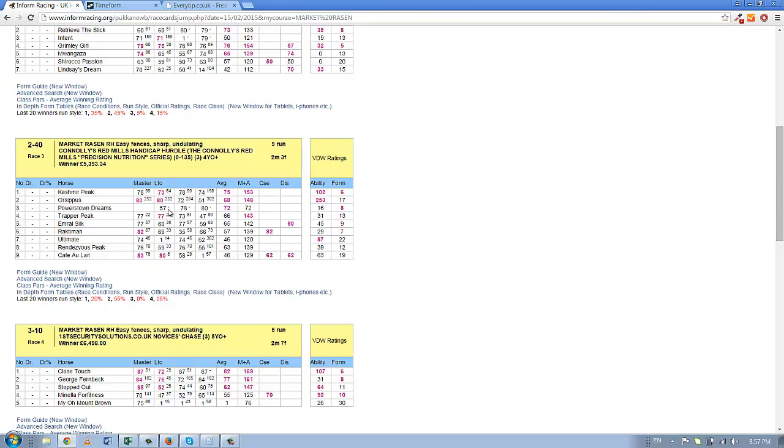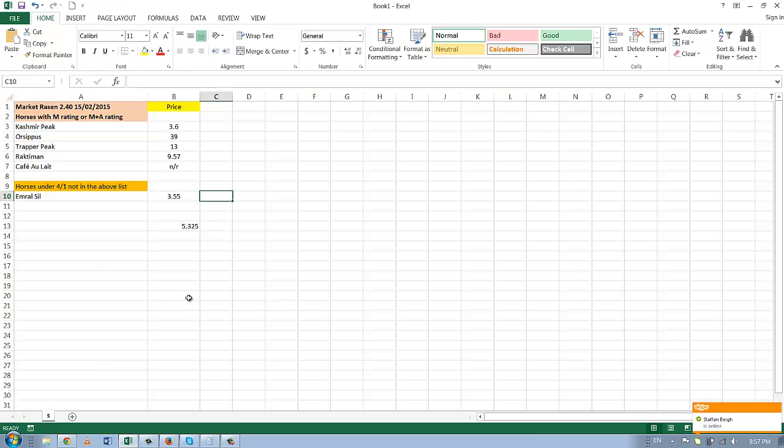However, with my system, I also like to include a master plus average rating. That means I include every horse that has a top 3 master rating, but also a top 3 master plus average rating. Anyone that does not have one of these, I put into my false favourite contender list. Today I put it into a spreadsheet to make it easier. These are the horses that had a master rating and a master plus average rating: Cashmere Peak, Orpers, Oris Plus, Trapper Peak, Ractiman and Cafulet. They all had a master rating or a master plus average rating in the top 3.